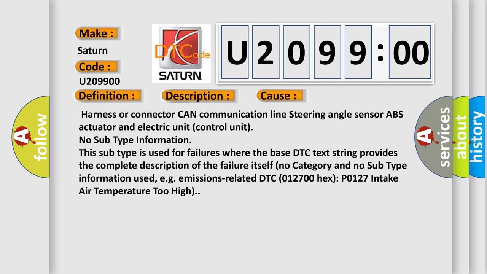No subtype information. This subtype is used for failures where the base DTC text string provides the complete description of the failure itself. No category and no subtype information used, e.g. emissions related. DTC 012700 hex, P0127, intake air temperature too high.